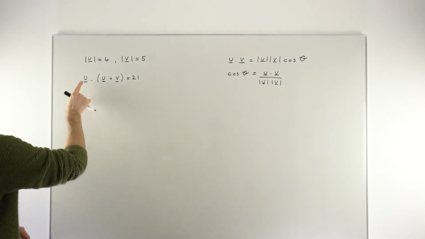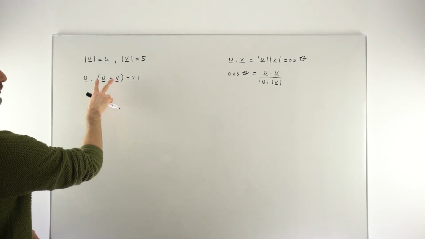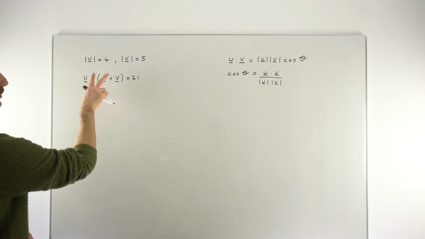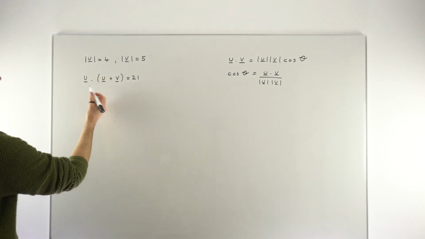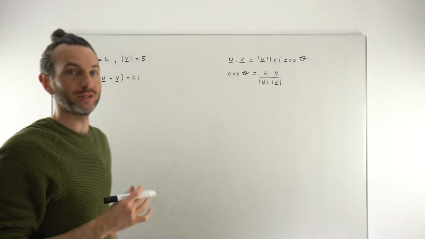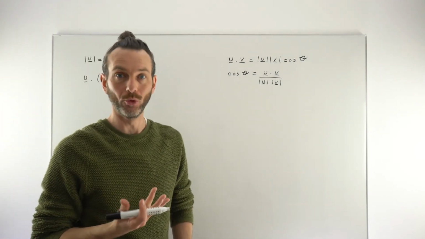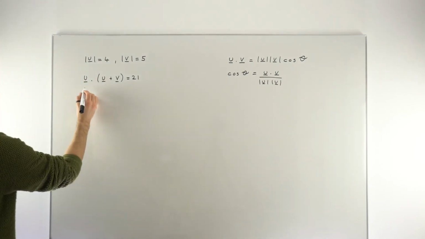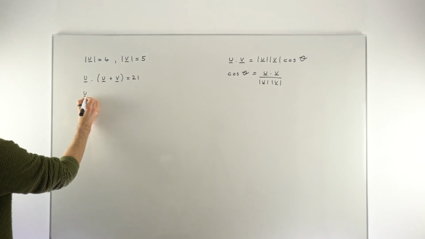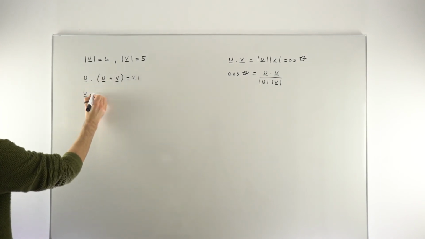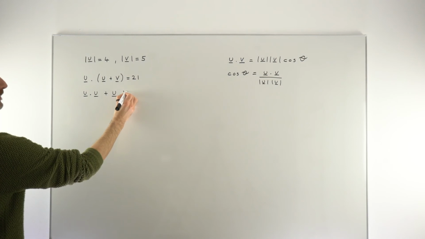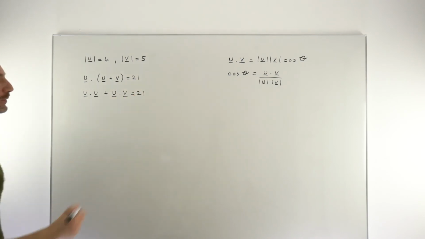Let's work with this. So this is the dot product of u with the vector u plus v. u plus v is two vectors added together, but that's also a vector. So it's just the dot product of this vector with that vector equals 21. But the properties of these dot products are a little bit like normal algebra. Remember, these are not just algebraic letters, variables. These are vectors, but we can expand out this bracket by u dot u plus u dot v. And that is equal to 21.